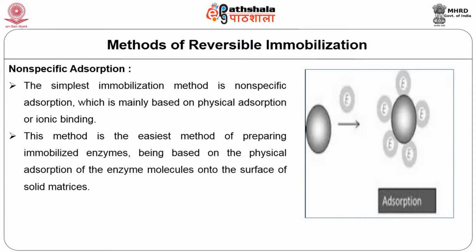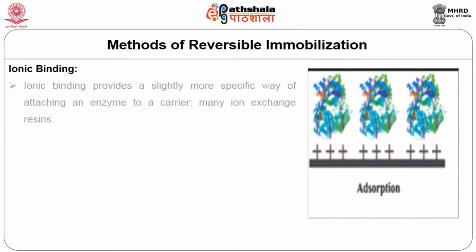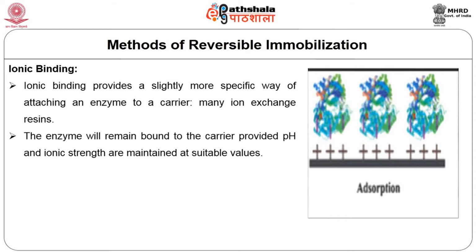This method is the easiest method of preparing immobilized enzymes, being based on the physical adsorption of the enzyme molecule onto the surface of solid matrices. Ionic binding provides a slightly more specific way of attaching an enzyme to a carrier. Many ion exchange resins, examples include DEAE cellulose, Sephadex and CM cellulose, have been used as support media. The enzyme will remain bound to the carrier provided pH and ionic strength are maintained at suitable values. The bonding involved between the enzyme and the support material is salt linkages.